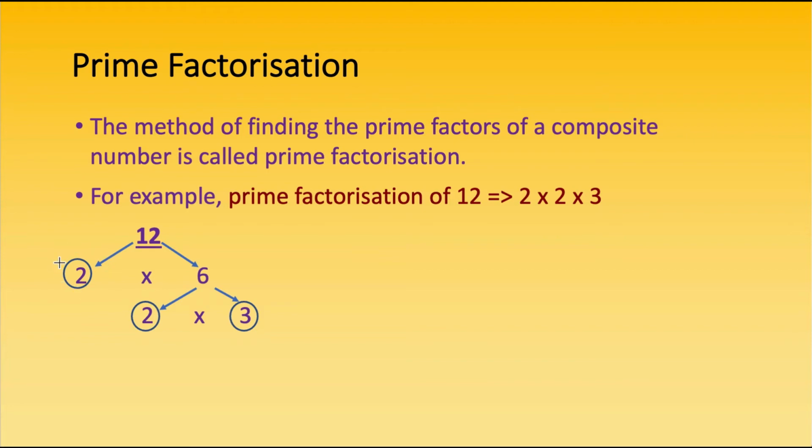So 2 is a prime number, so we will circle this, and 6 is a composite number, so इसको further factorize करेंगे, right? So we know that 2 multiplied by 3 is equal to 6. Now 2 and 3 both are prime numbers, so we will circle these as well. So finally we have the prime factors of number 12. 2 multiplied by 2 multiplied by 3 is the prime factorization of number 12, right? 2 multiplied by 2 is equal to 4. 4 multiplied by 3 is equal to 12, right?